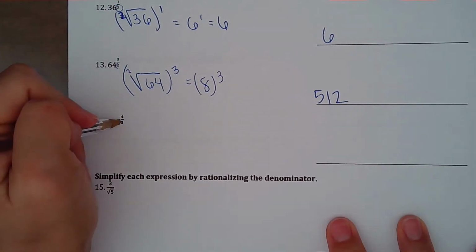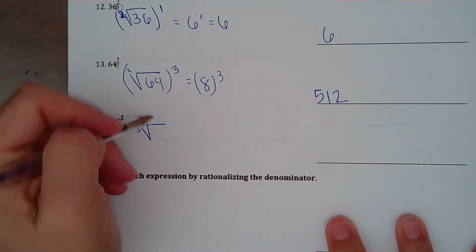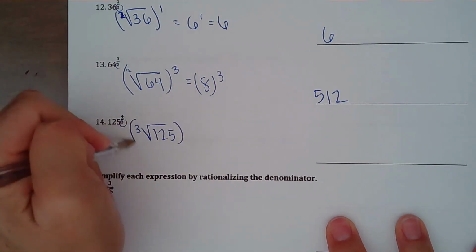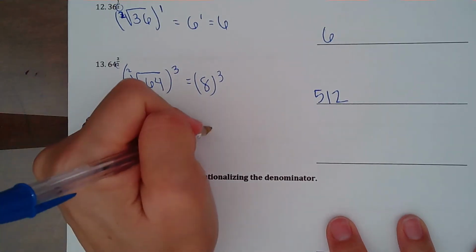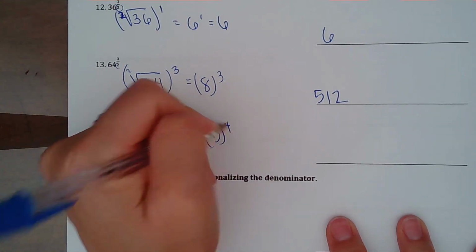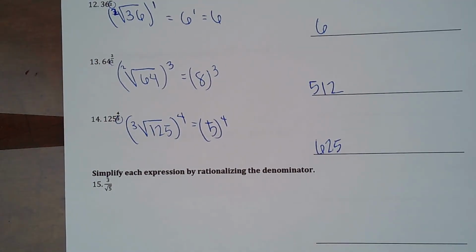And then here, we're going to take the cube root this time, right? Because the denominator is a 3, of 125. And once we do that, we're going to raise it to the 4th power. So the cube root of 125 is 5. We raise it to the 4th power, and we get 625 as our answer.